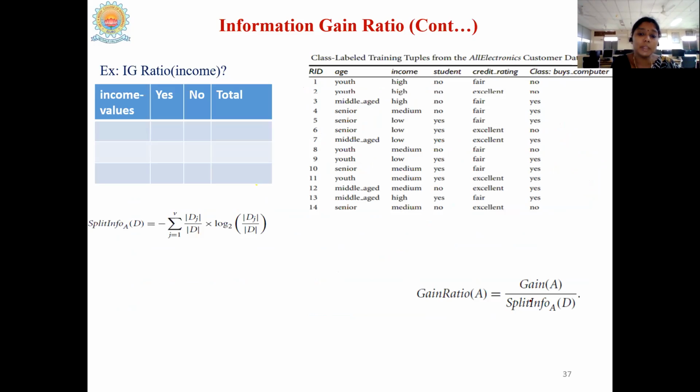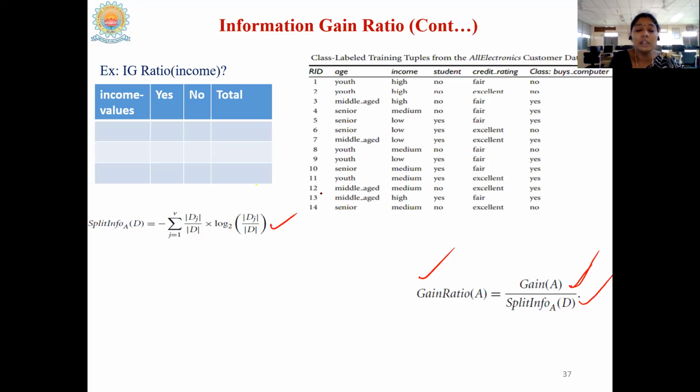We have considered the same example. For calculating the information gain ratio, first we need the gain of A. We already have these values in the previous slides: the gain of age, gain of income, student and credit rating. No need to calculate them again. Our task is just to calculate the split information, and here is the formula for calculating it. Before that, we have a table to get an error-free result, for our convenience.